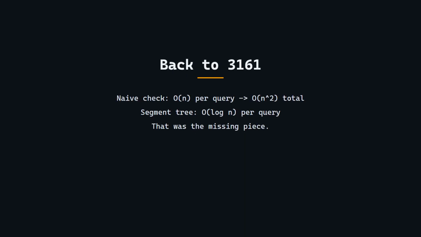Back where we started, the reason 3161 kept timing out is that the naive check is order n per query, and with up to 15,000 queries, that's n squared. In other words, TLE. Swap in a segment tree, and each query drops to log n. That was the missing piece.